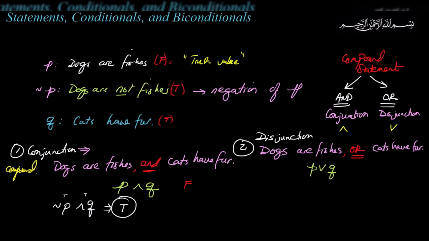So dogs are fishes or cats have fur. Since this is false, but this is true, since one of them is true, the truth value of this disjunction will be true, because Q is true. So even though dogs are not fishes, cats still have fur. So the truth value of this compound statement, the disjunction, is still true.